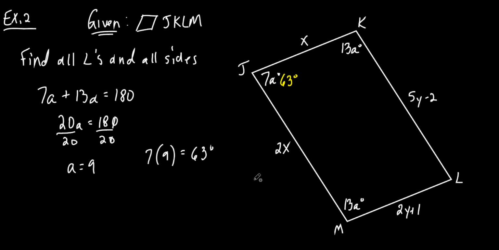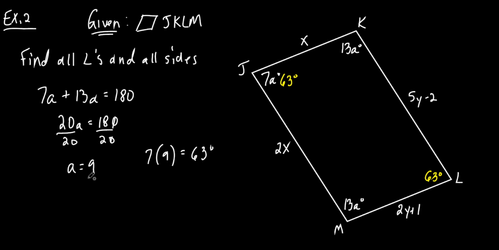Okay, what can I find very, very easily without doing any math? Angle L. What's angle L equal to? It's also 63 degrees because the opposite angles are equal. Now, you could find this angle M or angle K, it doesn't matter which one, they're the same thing. So I could find angle M, which is 13A.